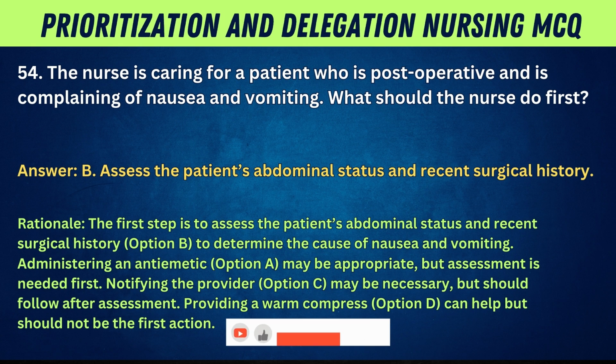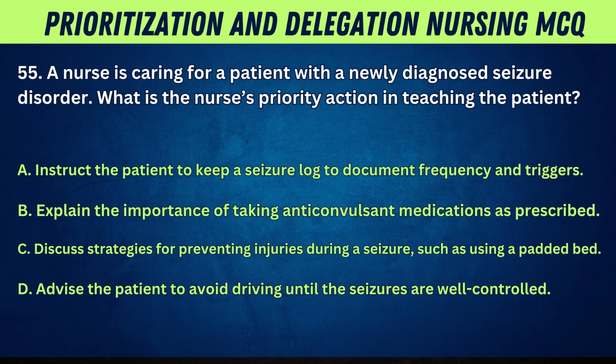Answer. B. Assess the patient's abdominal status and recent surgical history. Rationale. The first step is to assess the patient's abdominal status and recent surgical history, option B, to determine the cause of nausea and vomiting. Administering an antiemetic, option A, may be appropriate, but assessment is needed first. Notifying the provider, option C, may be necessary but should follow after assessment. Providing a warm compress, option D, can help but should not be the first action.